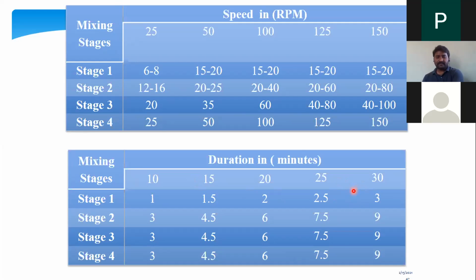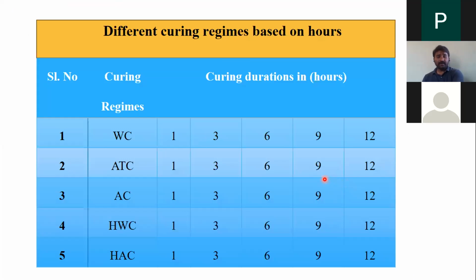Let us understand a few of the results that we have got. But before going to results, let us also discuss the curing regimes. Okay, so how much time I have to use. WC means this is just water curing. This is ATC, meaning ambient temperature curing. I have kept the samples in a humidity chamber where the ambient temperature is maintained at 18 to 24 degrees. That is the ambient temperature.